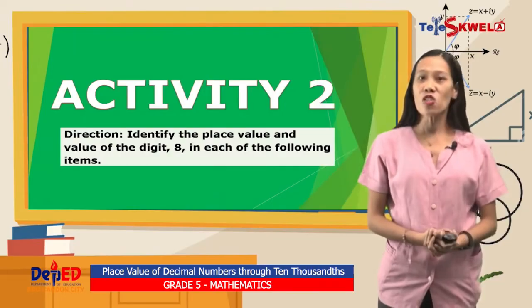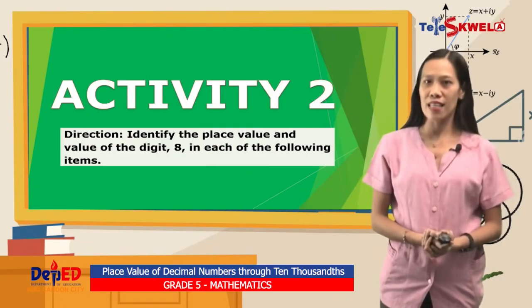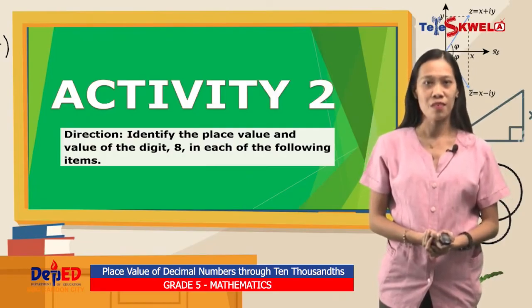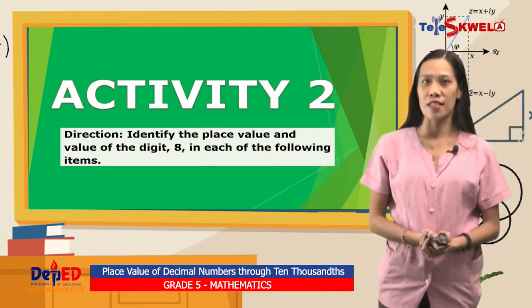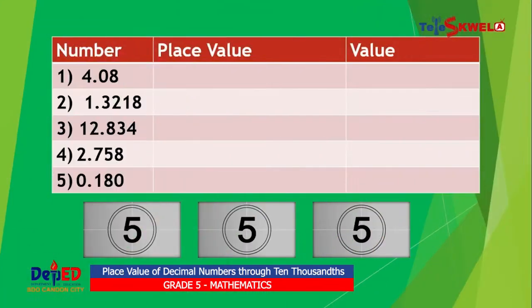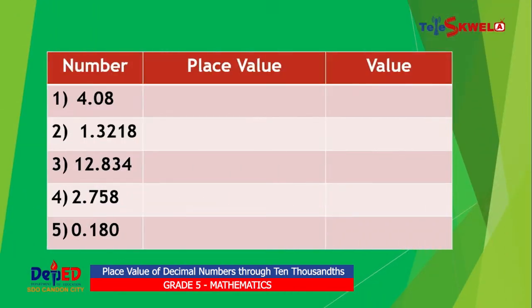This time, let's try to identify the place value and value of the digit 8 in each of the following items. Ready? You are given 50 seconds to answer our 5-item activity. Let's start. Time's up. Let's check your answers.